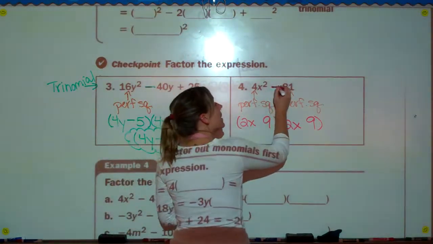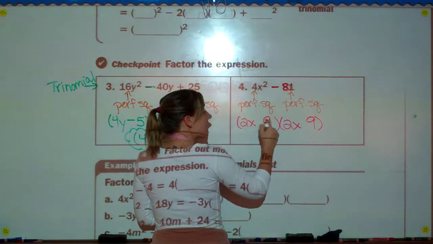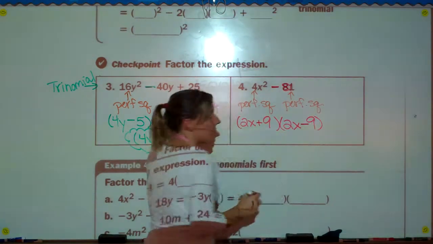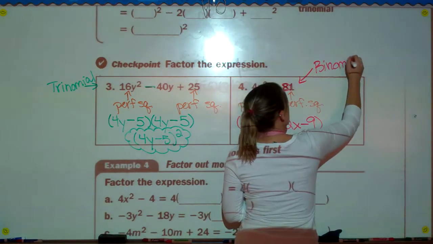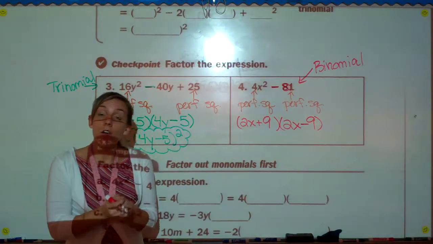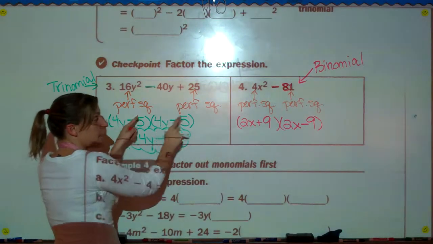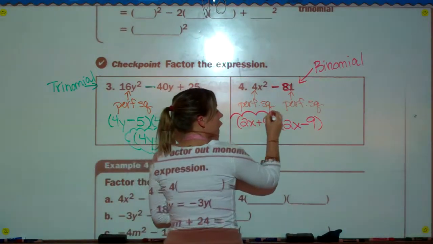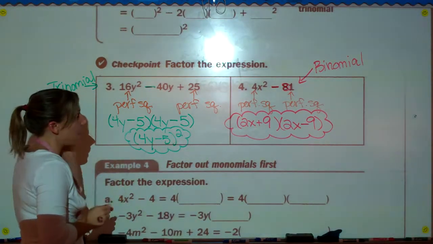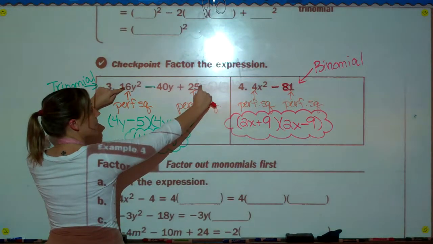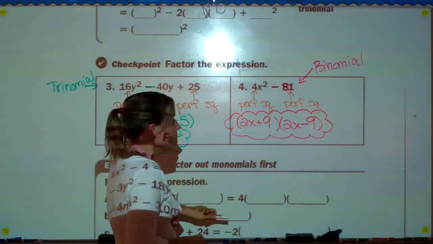But since it's a negative 81, that tells me that one has to be positive and one has to be negative. Since we have a binomial, that tells me that these need to be opposite of each other. Trinomials, they're going to be the same. A binomial, it's going to be opposite. So there is that factor. Okay? Didn't have to do the x, didn't have to do the box. If you recognize those perfect squares, and then you just recognize trinomial or binomial, it could go faster for you, okay?